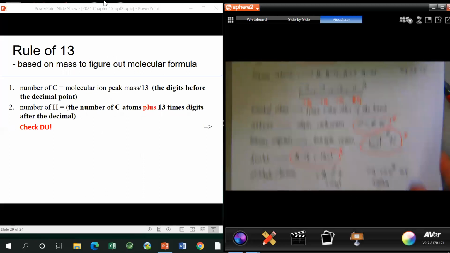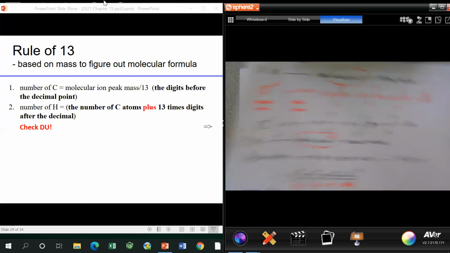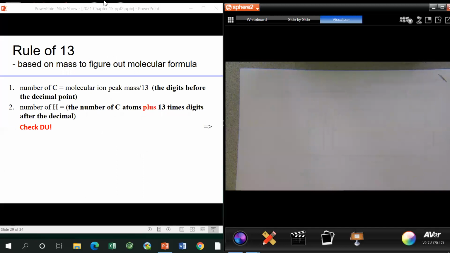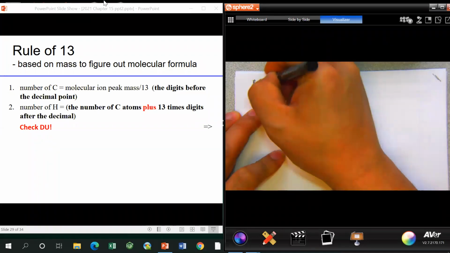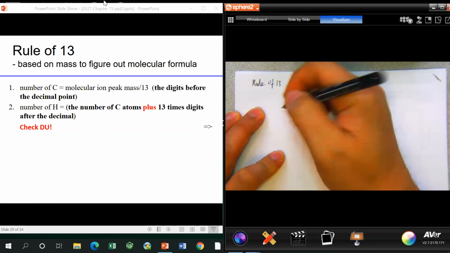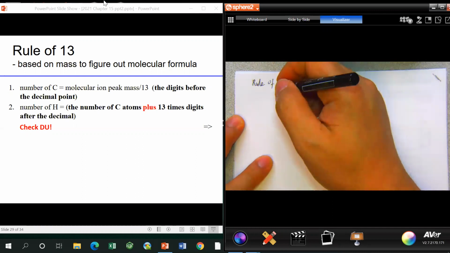we will learn one very important rule in the mass spectrum chapter. Rule 13. Okay, so take out your calculator. Take out the calculator. We'll do some math. So rule 13 is a very important rule. It helps you, based on your molecular mass, get the molecular formula.